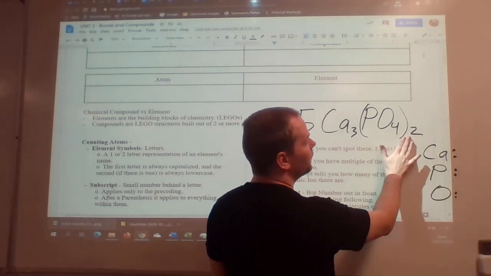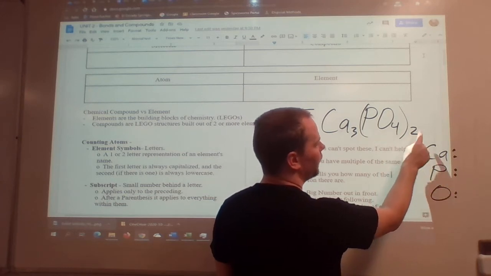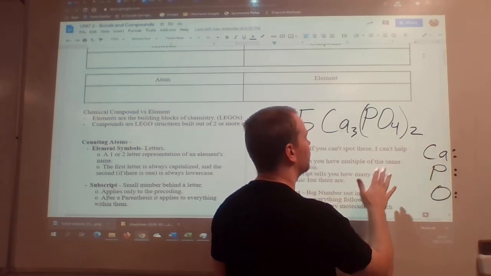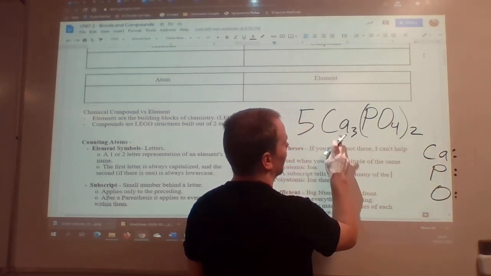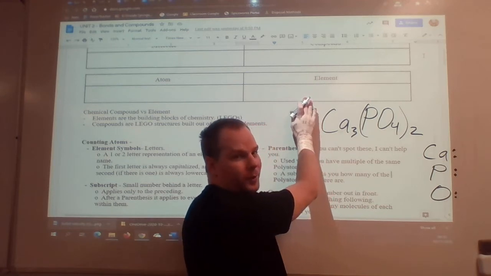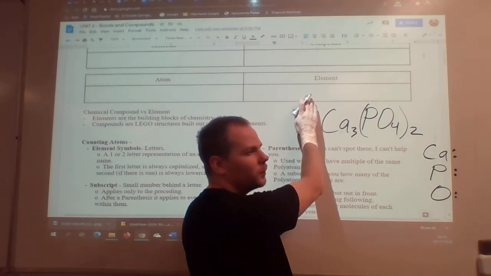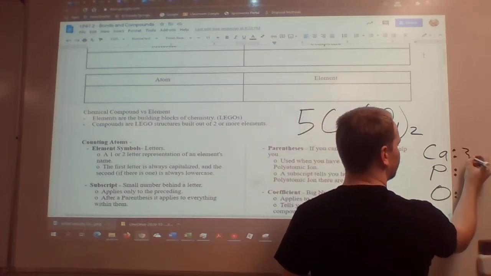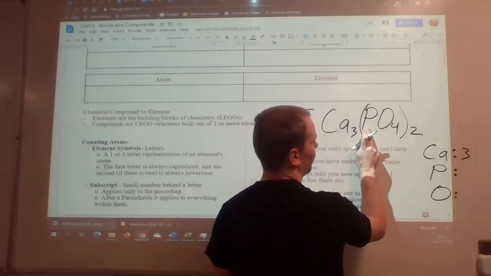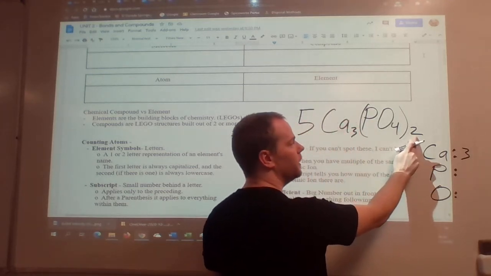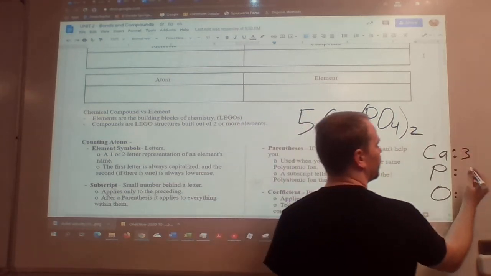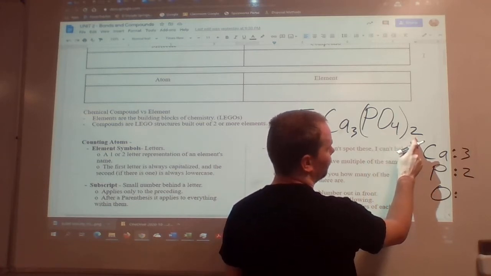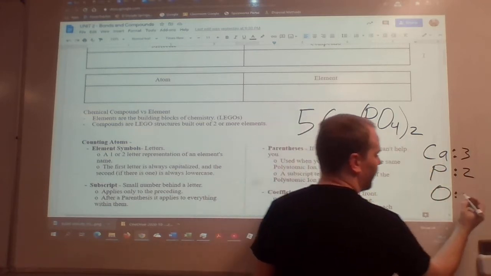What that means is we have to multiply this subscript times the subscript inside the parentheses to get the answer. I'm ignoring this other number for now because we have not talked about it yet. According to this, we have 3 calciums, 1 phosphorus times 2 because of the parentheses, so 1 times 2 is 2. And 4 oxygens also times 2 because of the parentheses, so 8 oxygens.